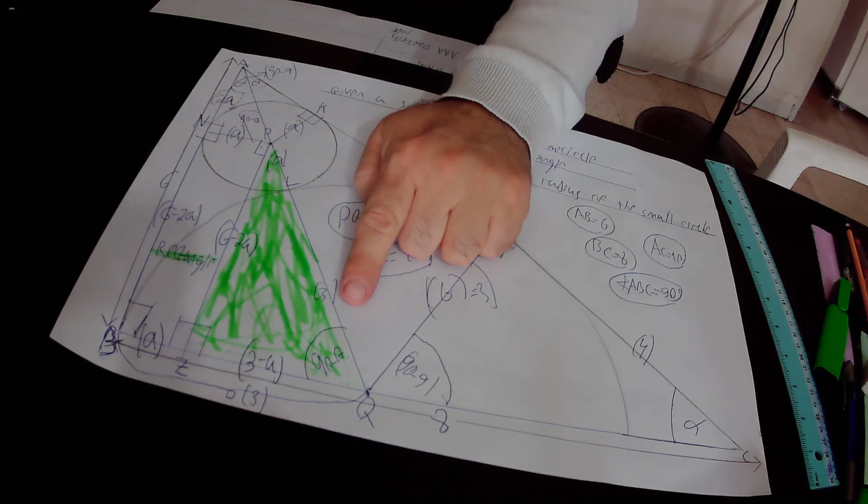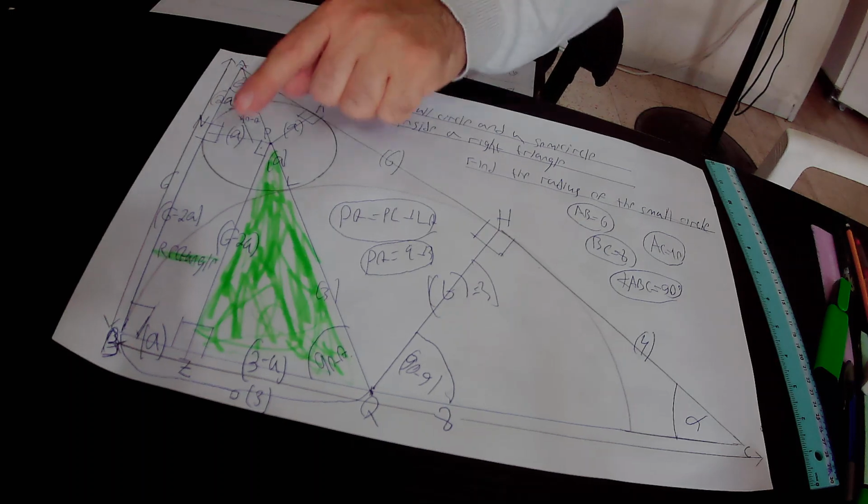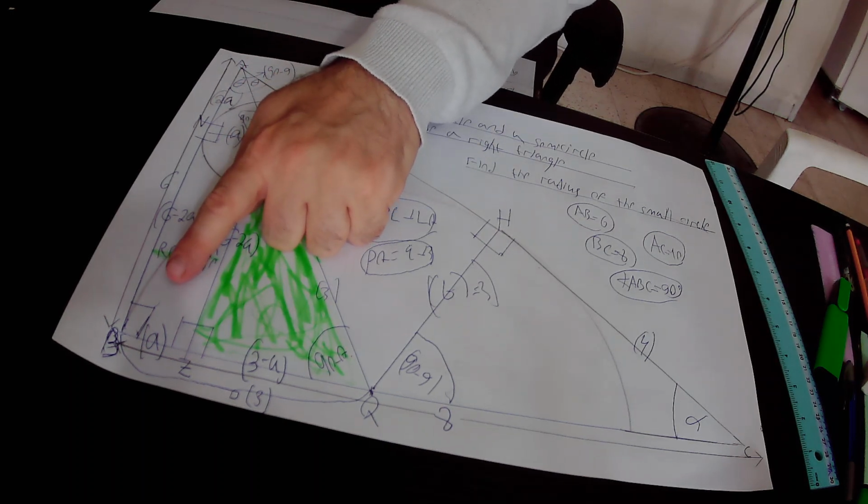Therefore, this third missing angle must be equal to 90 degrees minus theta. Why? Because 90 degrees minus theta plus theta is 90 degrees, and 90 degrees plus 90 degrees equals 180 degrees. That is the sum of the angles in any triangle.